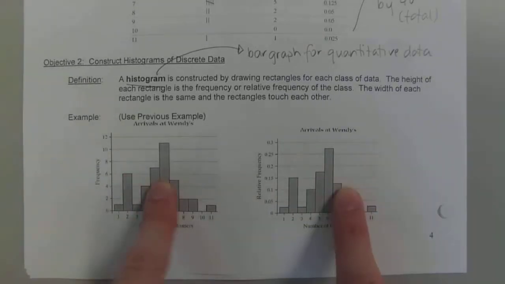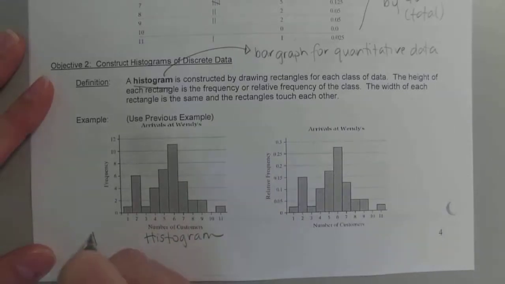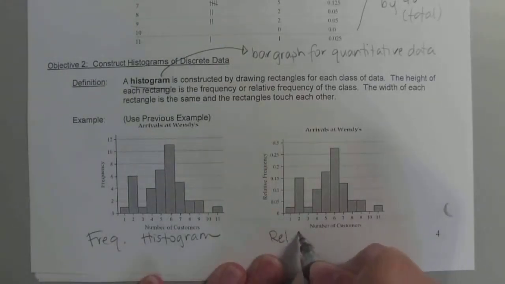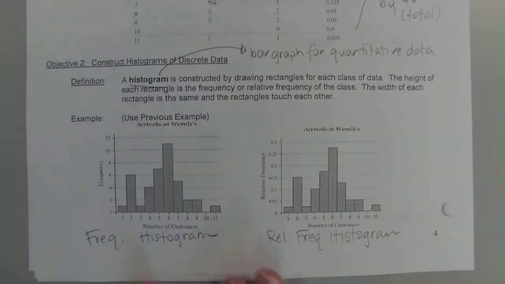What's the only difference between this one and this one? Yep. So this is just a histogram, or a frequency histogram if you want to call it that. And this is a relative frequency histogram. The only difference, guys, is our y-axis. The bars are the exact same height. The x-axis, the number of customers, are exactly the same. But instead of going to the whole numbers, 1, 6, 11, bless you, it went to the relative frequency.